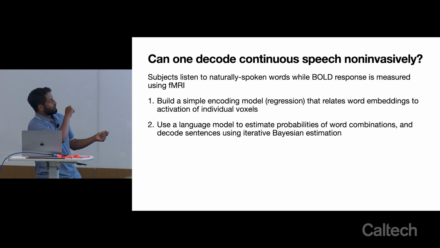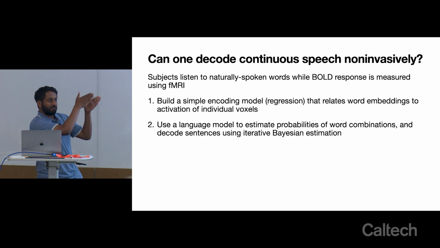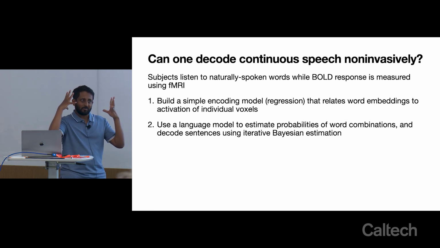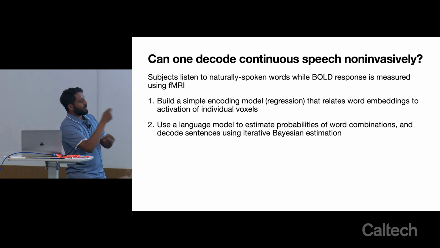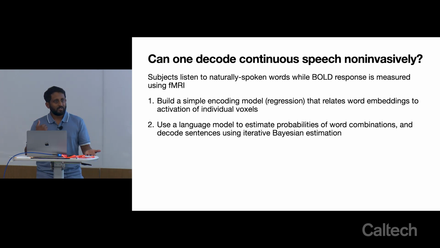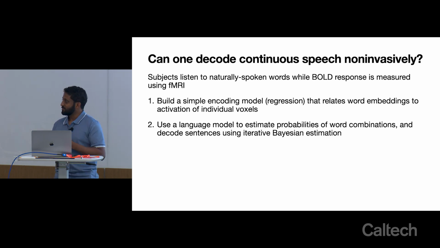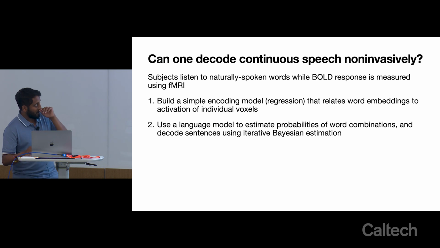So encoding in this case is mapping words to actual bold responses. Decoding is taking bold responses and trying to figure out what word was spoken. And they're using a language model to power this process. Okay, so I'll break it down a little bit.